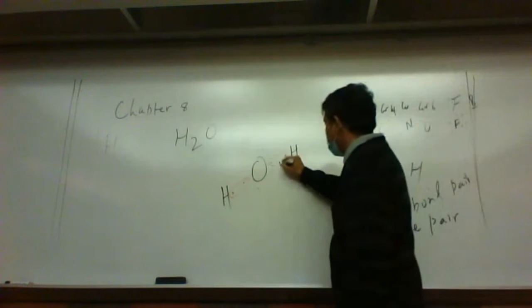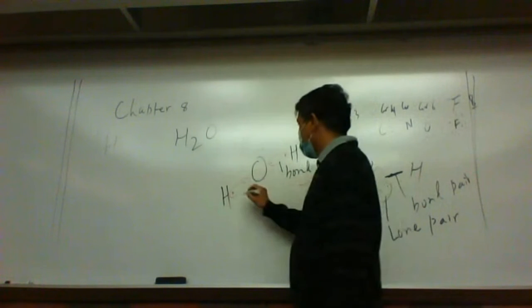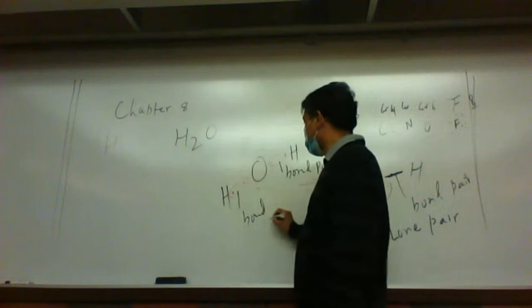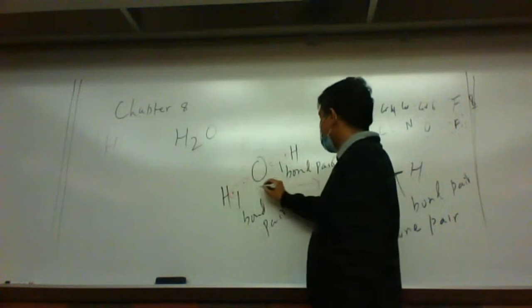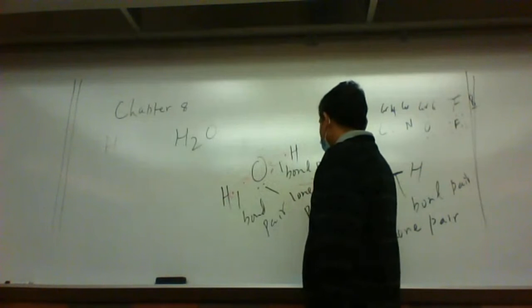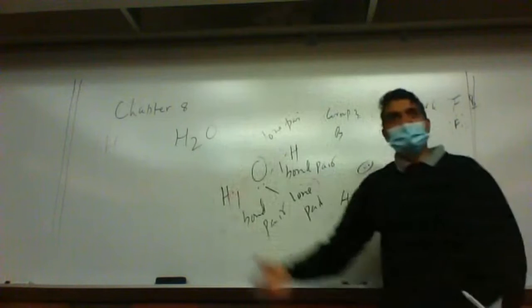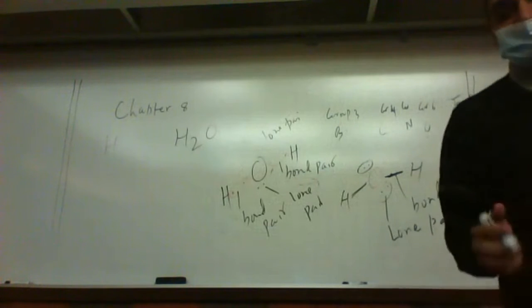Again, if you look here, this is a bond pair, because they are forming a bond. This is also a bond pair, and this one and this one are called lone pairs. This is a lone pair. So if there are electrons and they are not bonding, they are called a lone pair.